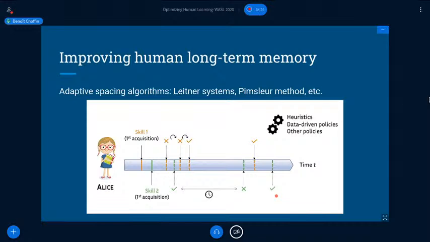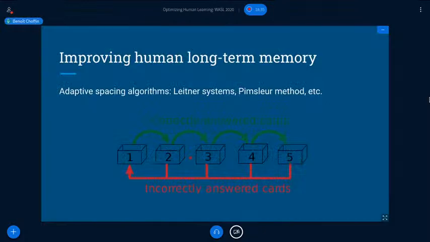But you have very different varieties of such algorithms. You have handmade heuristics, data-driven policies, and other types of policies, for example, based on student models. Here, I just give you a small example of the way the Leitner system works. The Leitner system is one of the oldest adaptive spacing algorithms.